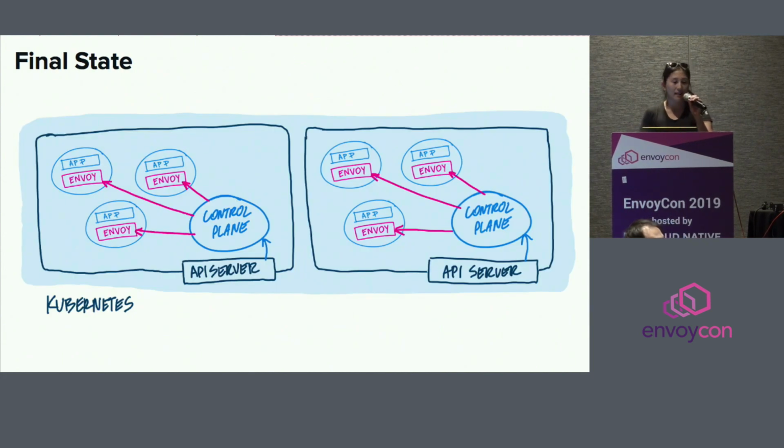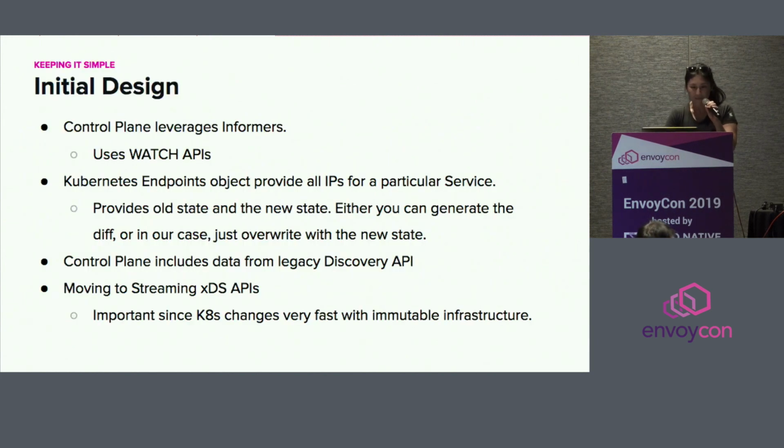And then at the end of the day, the final state is what we want: the control plane to be run in our Kubernetes cluster, and each control plane will get data from the API server and send that data off to the sidecar Envoys. It's not clear yet whether we're going to make each cluster a separate mesh, but at the end of the day, this is kind of what we want. We want the control plane to be alongside the pods, sending discovery data in the Kubernetes cluster.